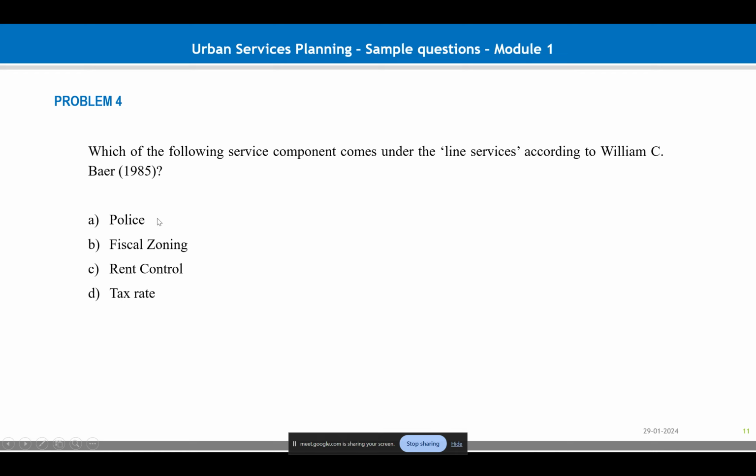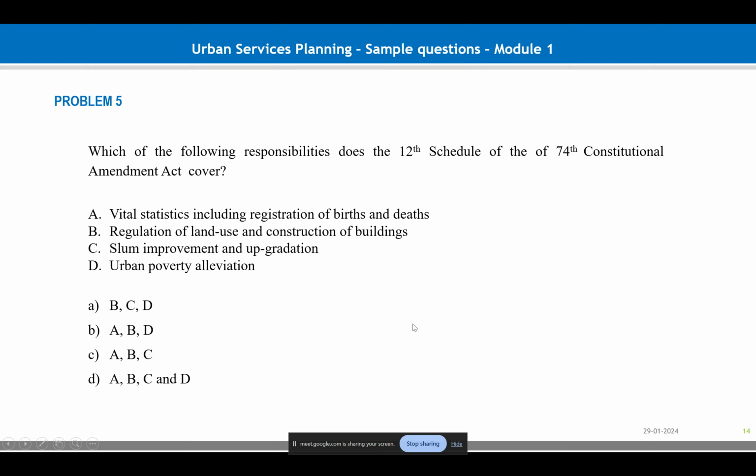Now, question 5. Which of the following responsibilities does the 12th Schedule of the 74th Constitutional Amendment Act cover? A. Vital statistics including registration of births and deaths. B. Regulation of land use and construction of buildings. C. Slum improvement and upgradation. D. Poverty alleviation.